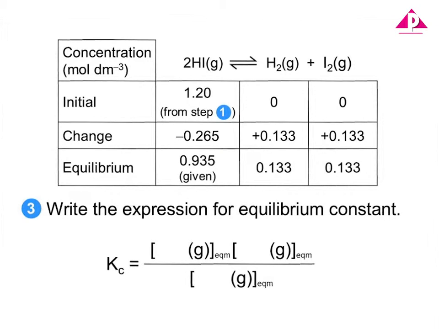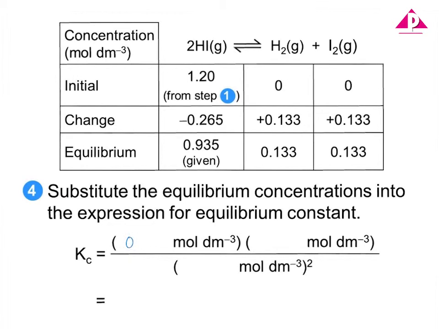Now write the expression for the equilibrium constant. Hydrogen and iodine are the products of the reaction. Write their equilibrium concentrations as the numerator. Hydrogen iodide is the reactant. Write its equilibrium concentration as the denominator. The stoichiometric coefficient of hydrogen iodide in the balanced equation is 2. We have to add the power 2 to the equilibrium concentration of hydrogen iodide.